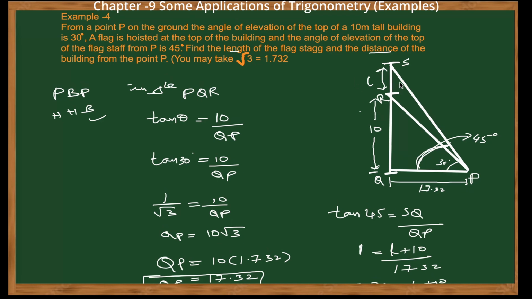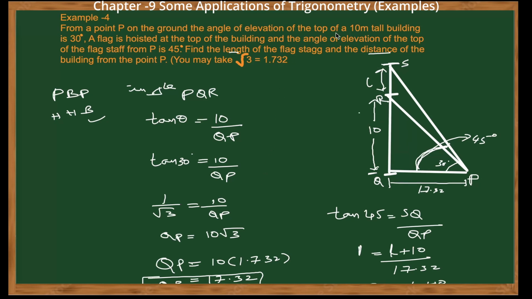Hope this is clear, students. Here, don't get confused. What it says is: from a point on the ground, the angle of elevation of the top of a 10-meter tall building. So draw a 10-meter tall building, with a viewpoint of 30 degree elevation. Point P is on the ground. So with that, we drew an angle of elevation of 30 degree.